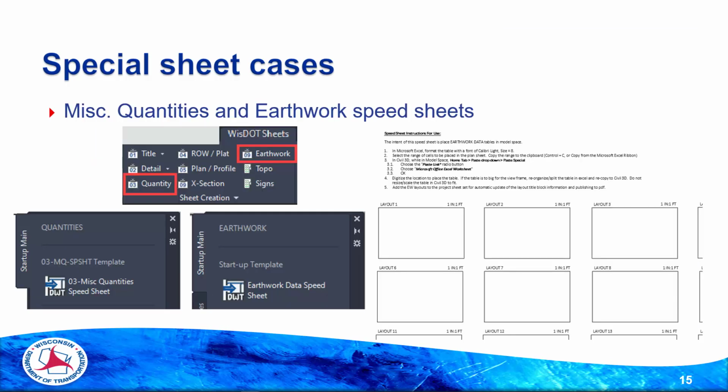The miscellaneous quantities and earthwork speed sheets, basically speed sheets are just a drawing file that have a series of boxes in it, and you can see that on the right-hand side of my screen here. Each box is related to one of the layout tabs that will be in this file. Anything that you draw or place into those frames will show up in their related layout tab or layout sheet.